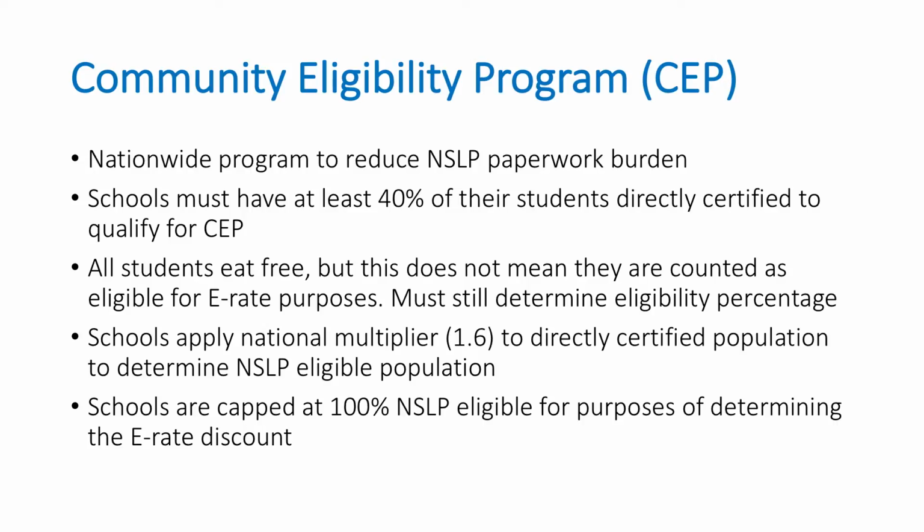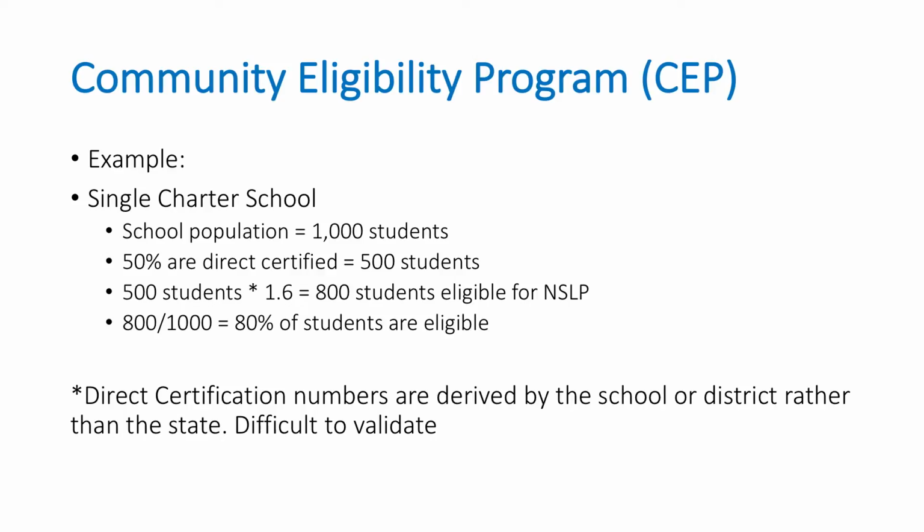This calculation is simple. You take the number of students that are direct certified and multiply by 1.6, and that gets you the equivalent NSLP percentage. You take that number, put it in the table, and find out what the corresponding E-rate percentage is. As an example, we have a single charter school that has 1,000 students. 500 of them are direct certified. So that would be 500 times 1.6 equals 800 eligible for NSLP. 800 divided by 1,000 is 80%. So 80% is your NSLP equivalent percentage.